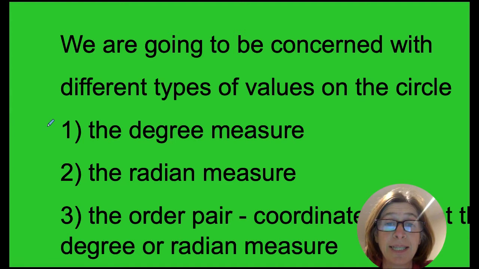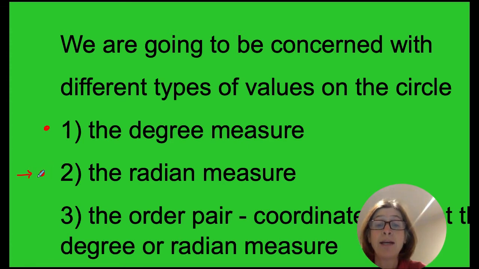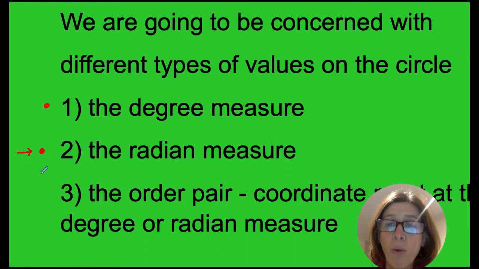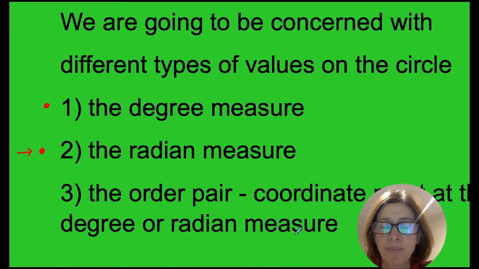It's either going to relate to the degree measure of where I am on the circle, how far I've traveled around the circle. The radian measure, probably going to use this more frequently. It's another way for us to measure the rotation of a circle. Or the ordered pair, the coordinate point at that degree or radian measure. All I'm going to be doing today is talking about the degree measure and the radian measure. This is a review of what you've learned, okay?